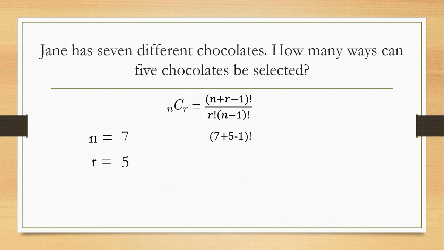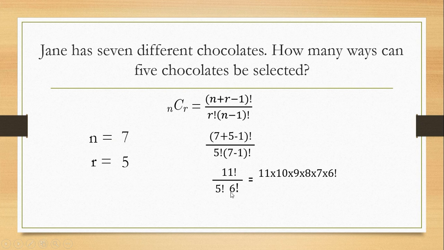Okay, so we have 7 plus 5 minus 1 factorial divided by r, which is 5 factorial, and multiplied by 7 minus 1 factorial. So 7 plus 5 minus 1, we have 11 factorial divided by 5 factorial, since 7 minus 1 is equal to 6 factorial. Then, let's expand using factorial notation our 11. So, we have 11 times 10 times 9 times 8 times 7 times 6 factorial. The biggest factorial in our denominator is 6 factorial.